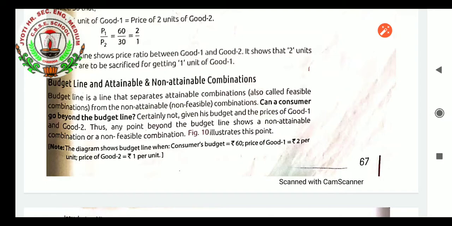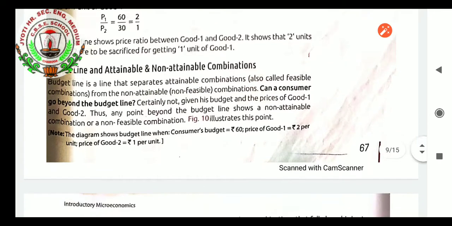In one simple term, can the consumer who is having 60 rupees, and goods 1 is 2 rupees, purchase 40 units of goods 1? Will the answer be yes? No, because if he spends the full expense on goods 1, which is 2 rupees, he can get 30 units only. The last unit is 30. He cannot think about the 31st unit also, because for one more unit he has to arrange 2 rupees from the market. So that is the non-attainable combination.